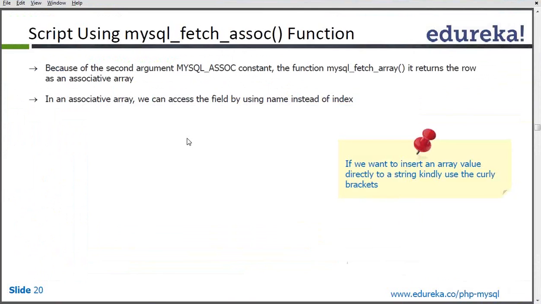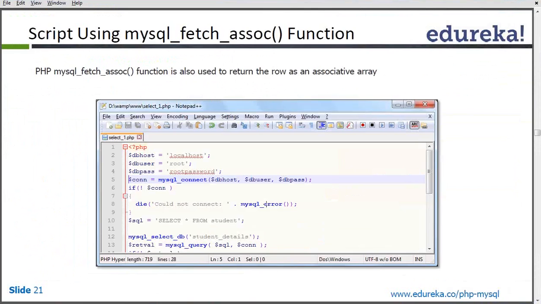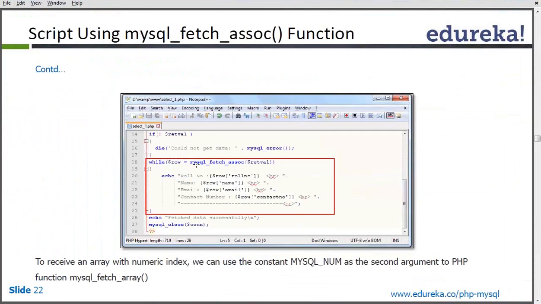So here you can see the usage. Here I'm just writing down my query, a select query. I'm doing my select DB, selecting my database, and I'm running the query. On the next page you can see I'm calling mysql_fetch_assoc, passing my resource value, and printing my records.